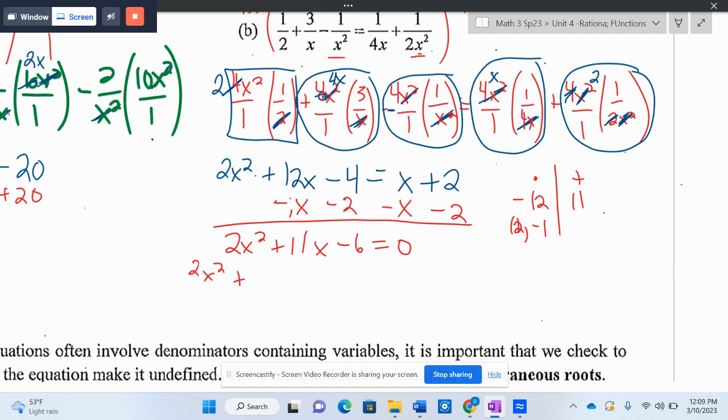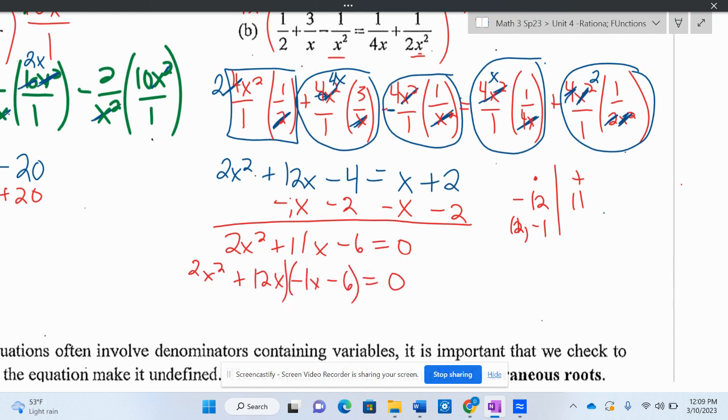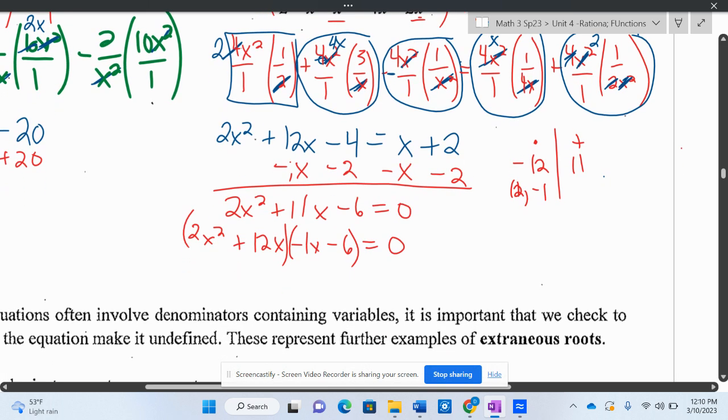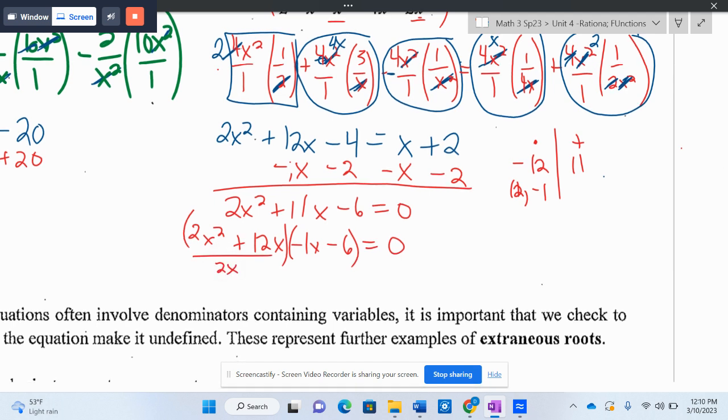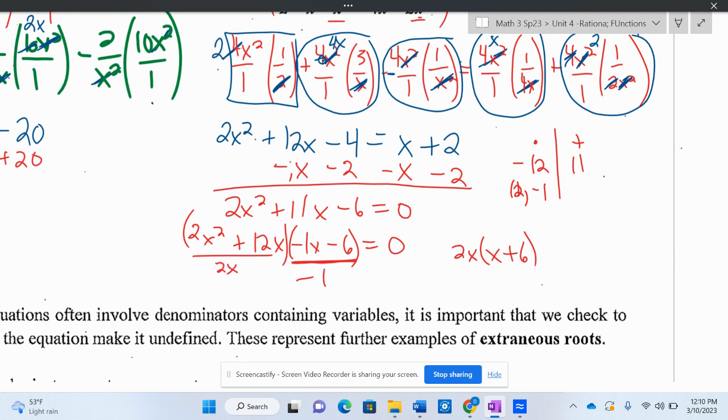2x squared plus 12x minus 1x minus 6 equals 0. Factor by grouping. The greatest common factor in the first term is 2x. I'm going to divide everything by 2x. When I do that, I have x plus 6. The greatest common factor in the next grouping is negative 1. Both your terms are negative, and typically when that happens, you really need to take out a negative. So I'm going to take out a negative 1, and that leaves me with negative divided by a negative is a positive x plus 6.